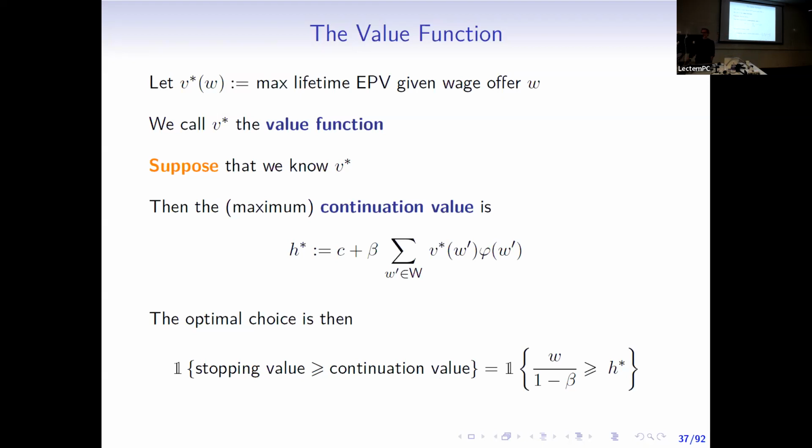Just as a matter of notation, the way that I've written it here, this is an indicator function. It's going to be 1 if this statement is true, and 0 if it's false. The idea is that 1 indicates action. So 1 if I act, 0 if I don't act, I just go to the next period. That's just the convention.